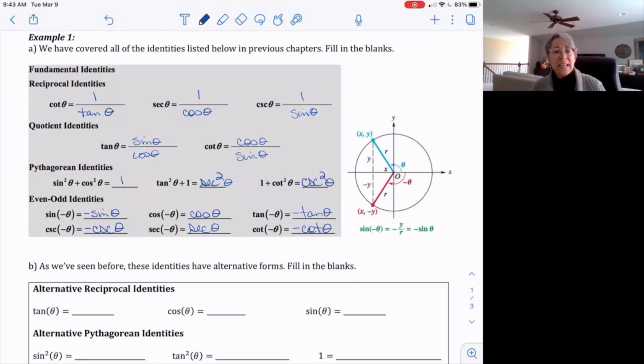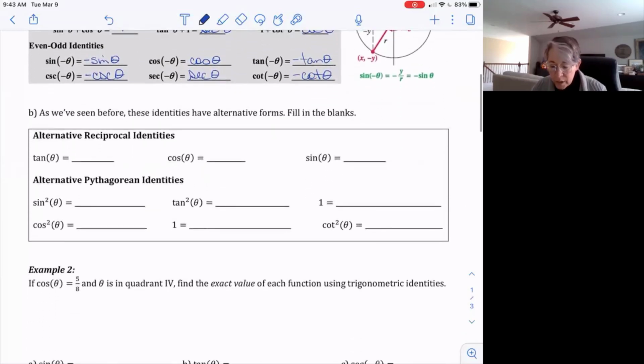Now, these are the basic identities, and they all have alternative forms. For example, we can write tangent as the reciprocal of cotangent. We can write cosine as the reciprocal of the secant, and sine as the reciprocal of the cosecant. So it really depends on what we're given as to what is helpful.